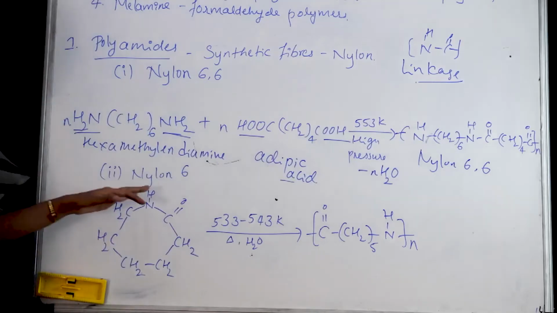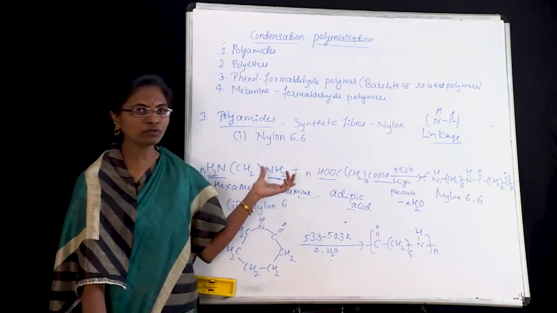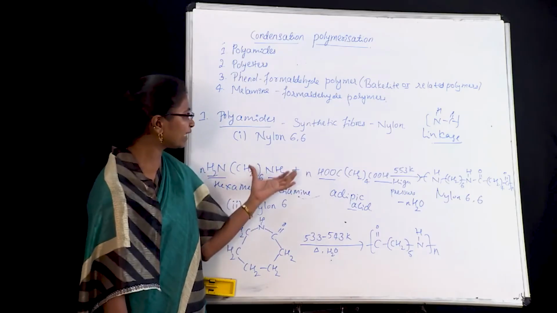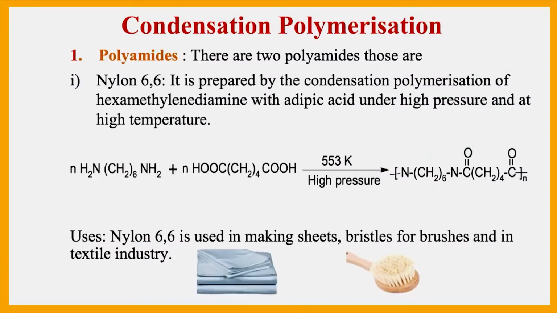Next we will study the uses of nylon 6,6. Where do we use nylon 6,6? It is used in making sheets and bristles for brushes and in the textile industry. You can see the pictures also: sheets, bristles for brushes, and it is also used in the textile, that is fiber, industry.